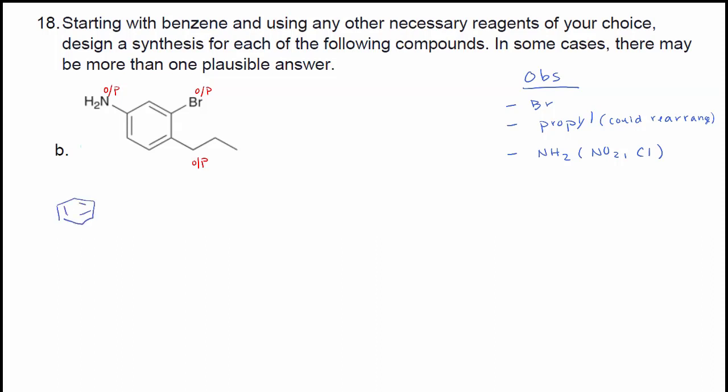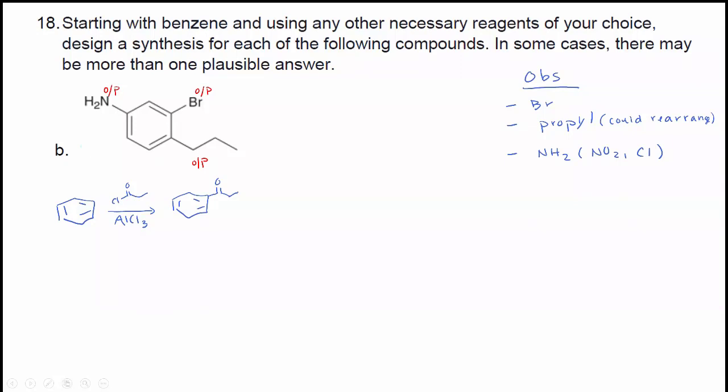And I mentioned that there is a possibility of rearrangement with that straight propyl group. So we're going to have to add it with the carbonyl. So I'm adding 3 carbons, AlCl3. Okay, so at this point you can decide if you want to reduce it to the alkane or if you want to just continue with the synthesis.